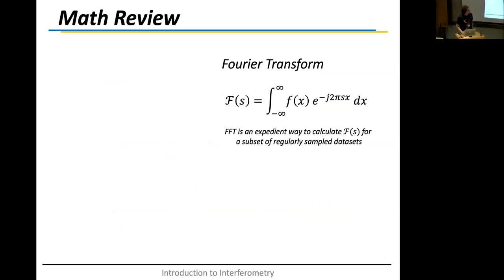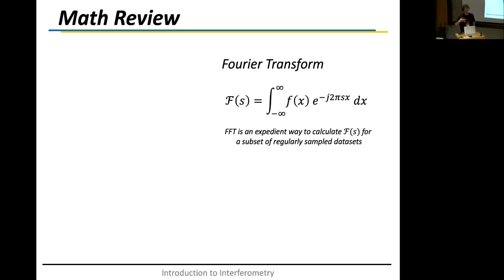Another thing, radio astronomy is pretty much powered on Fourier transforms. So this will be the most complicated equation I think I have in the entire talk. Basically you can think of a Fourier transform as taking a function and correlating that against a bunch of sine waves and cosine waves, and spitting out basically a spectrum.